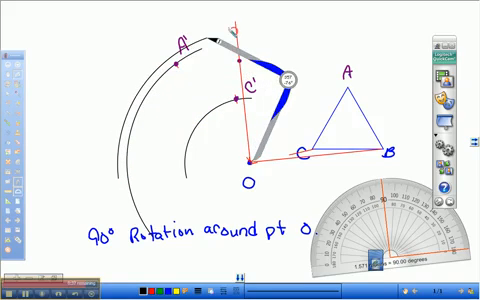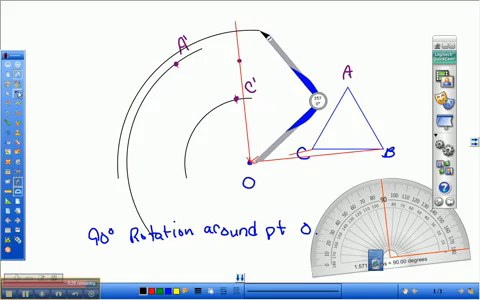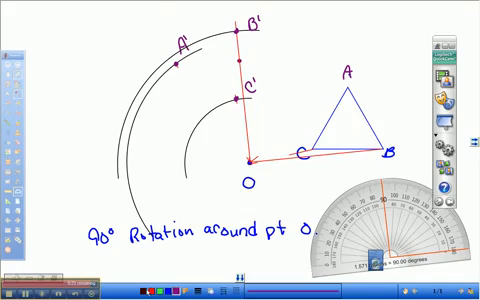And the last thing we just have to do is draw our brand new triangle. And let's make it a nice green triangle. We'll go from point A to B, A to C prime, and B prime to C prime.